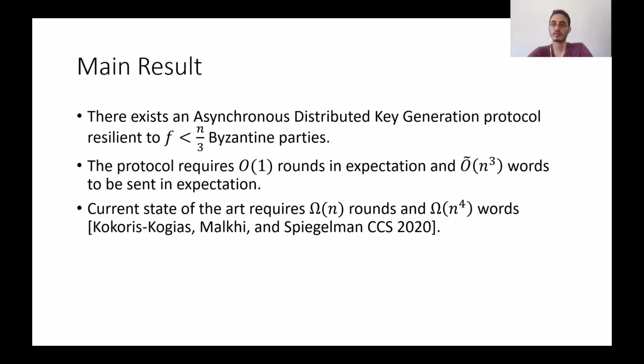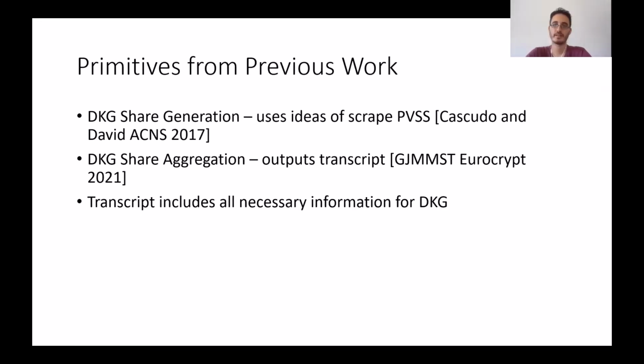The current state of the art requires at least a linear number of rounds and at least n to the fourth words. This is a protocol by Kokoris-Kogias, Malkhi, and Spiegelman from CCS 2020. This work uses cryptographic primitives from a previous work of ours, due to be published in Eurocrypt this year.